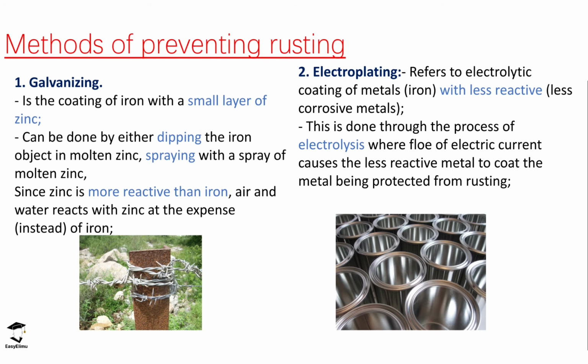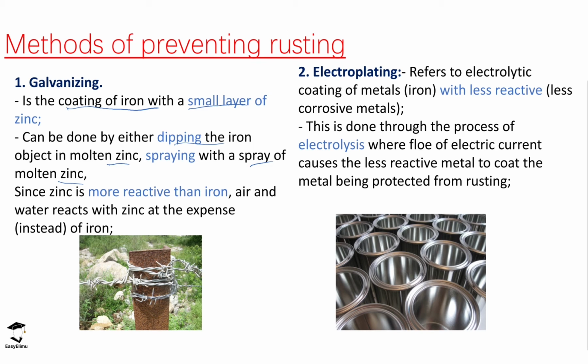So one of the methods of preventing rusting is galvanization. Galvanization is the coating of iron with a small layer of zinc, and it can be done either by dipping the iron in molten zinc or spraying it with molten zinc. So in simple terms, zinc is the one that is covering or coating the iron.